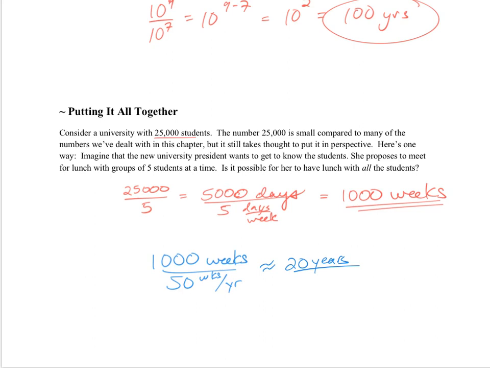Would she be able to meet with all of the students? Not unless they were all very, very dumb and very, very rich. So here the answer is no, she would not be able to get to know all of her students. Again, just to keep some numbers in perspective.